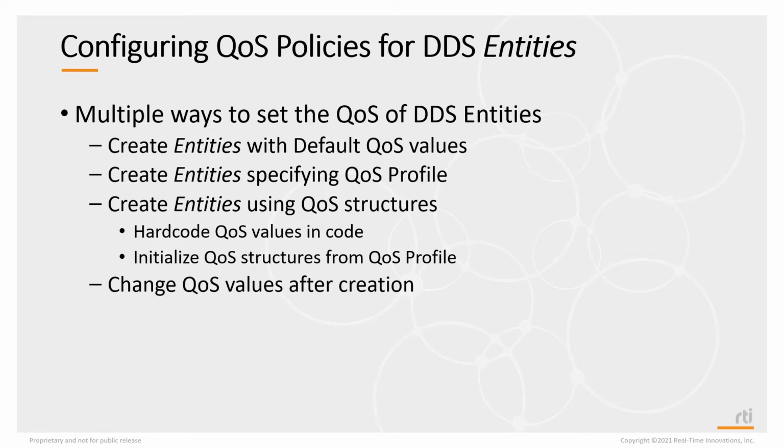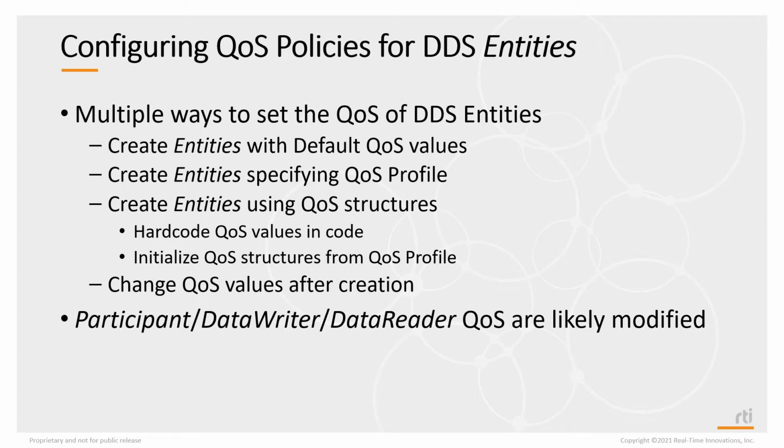For some QoS values, you can change those values after you create the DDS entity. So every entity, every class has a getQoS and setQoS API. So you could use getQoS to get the current value of the QoS, then modify those QoS values in code, and then use the setQoS API to change the values of the QoS.